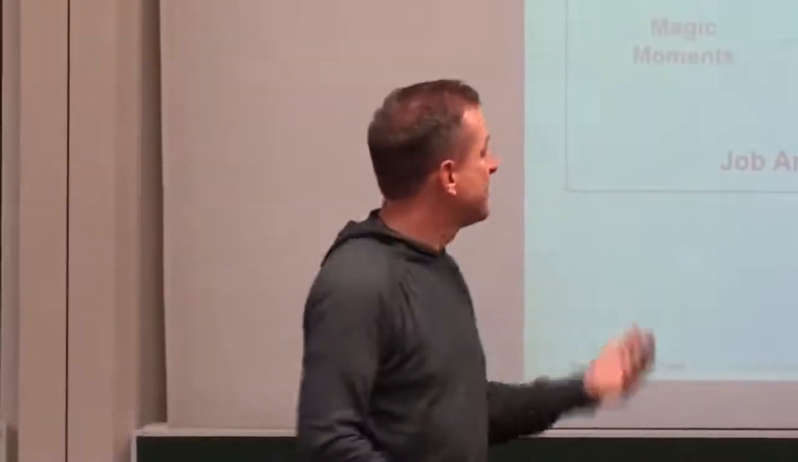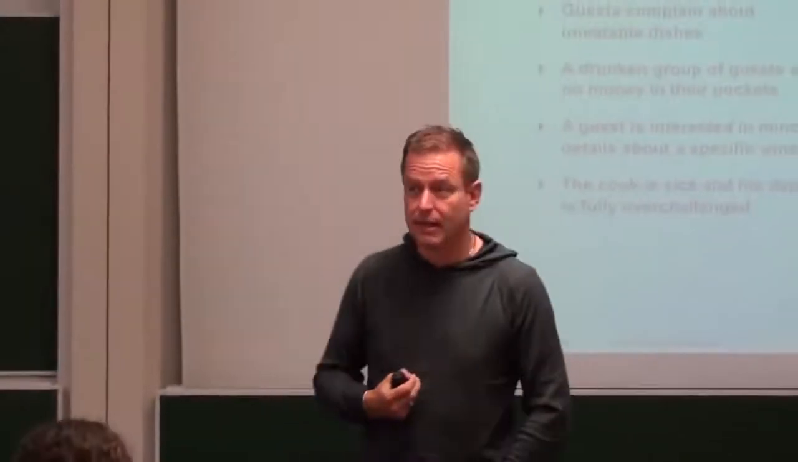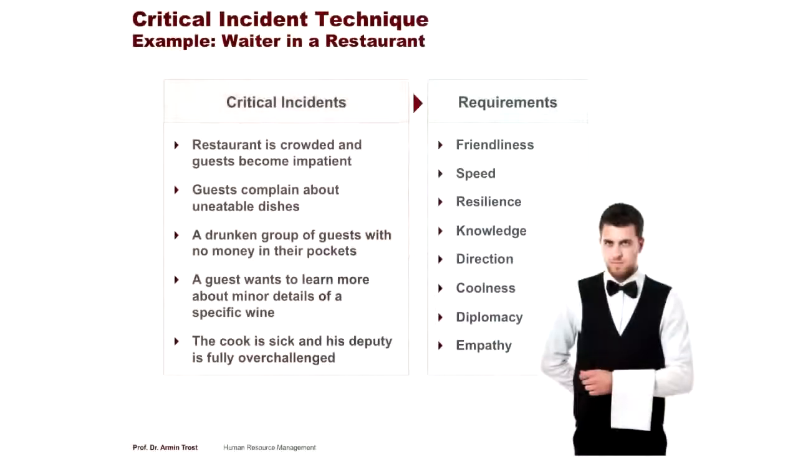But let's look at the requirements. Here I have an example of a waiter. We could take any other example. Here the task is to understand what are the critical competencies somebody must demonstrate to be successful as a waiter. We all have ideas, but if you really want to understand what are the critical requirements for a waiter, you must look at the critical incidents. What is that?